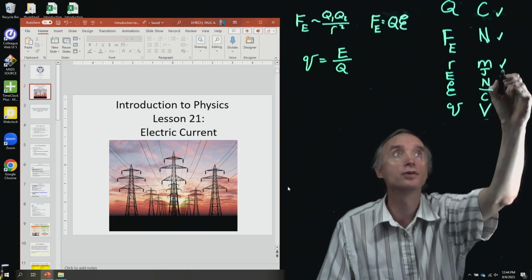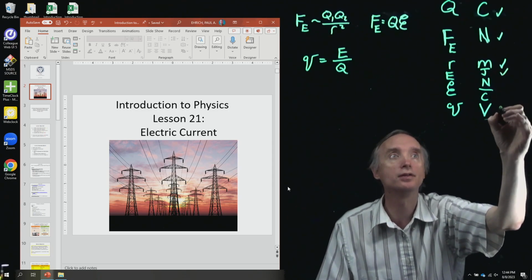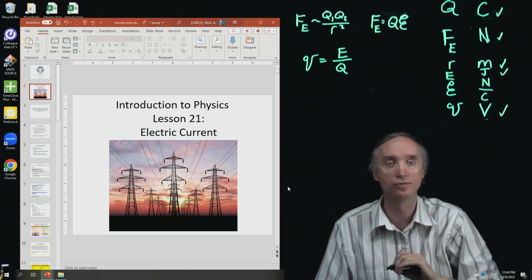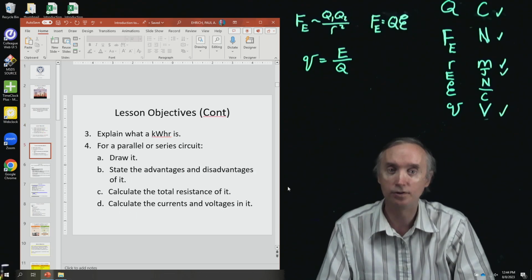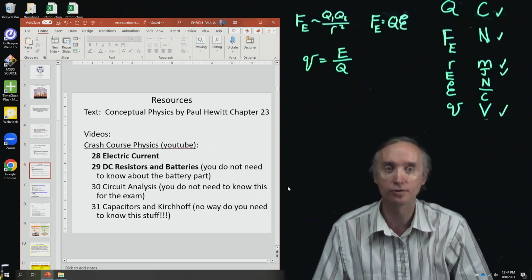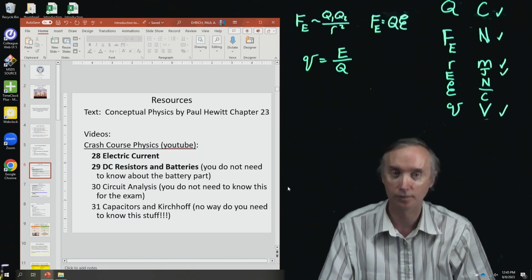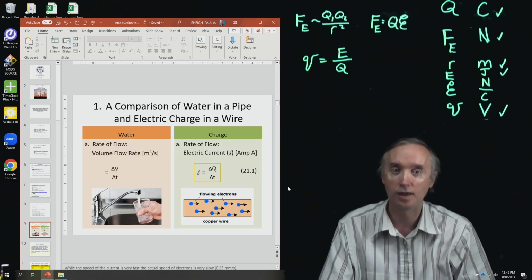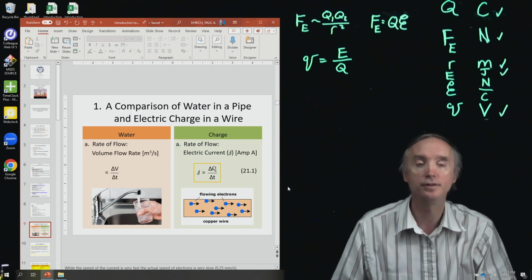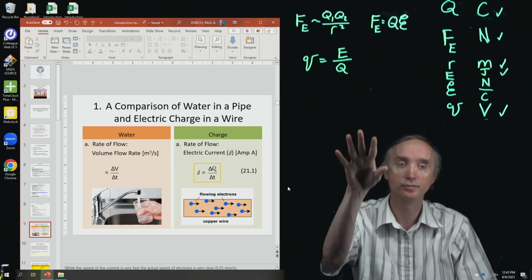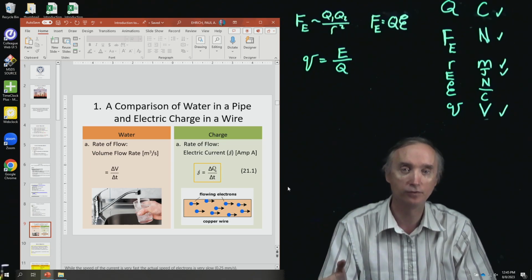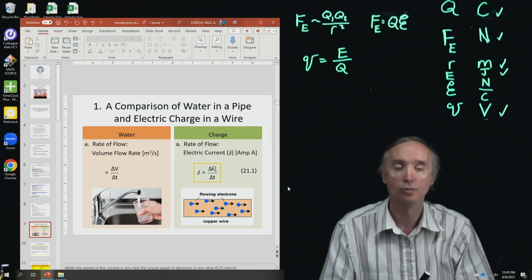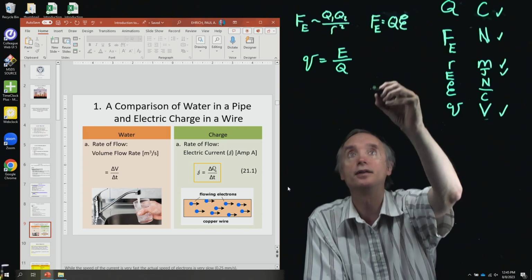And then also remember, you need to know what a joule was, and you needed to know what the volt was. Okay, so in your textbook, this is going to be chapter 23. And you do not need to know anything from the column there on the pink, so don't worry about that formula. But you should know what the formula for electric current is. So let's put that here.